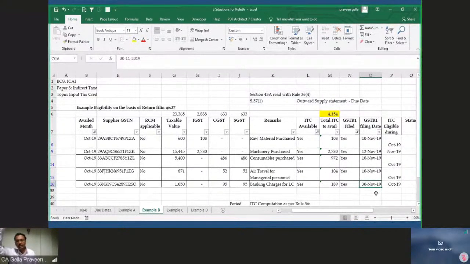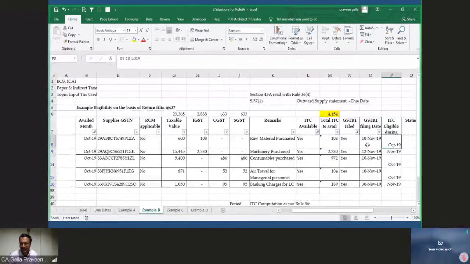When I go to November month, when I am accounting for November, when I am taking credit for November, this credit is as on 30th November, because he has filed. Though I am not eligible for October as per this section 37, I can take the credit in the month of November. This also I am clicking F2, I am just changing to November.